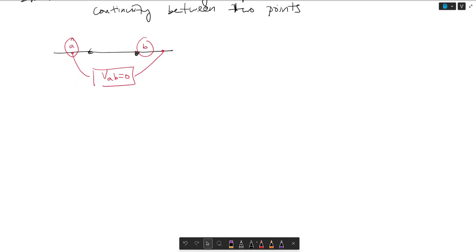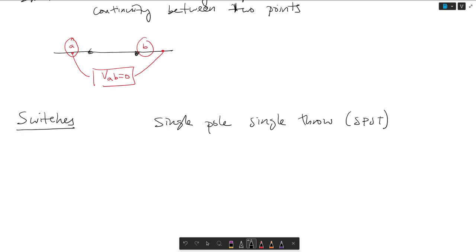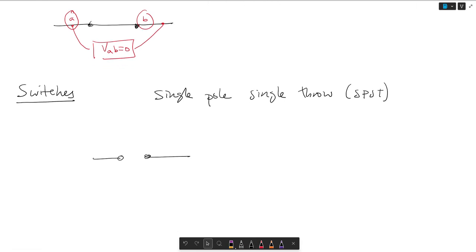And next, within the same thinking, we have what are called switches. And these switches are similar to the switch that turns on your light bulb in your room or your fan. And there are two types of switches. There's what you call a single pole, single throw switch. And this is SPST.